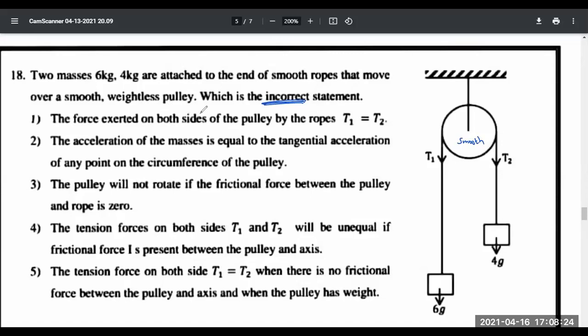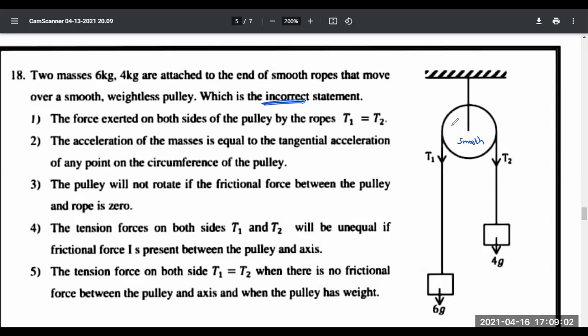The force exerted on both sides of the pulley by the ropes is equal to T1 and T2. Yeah, correct. Here the pulley will be pulled down by T1, here it will be T2. If T1 and T2 are equal, the moment created from either side is the same. Therefore, the pulley will not rotate. But if T1 and T2 are not equal, the pulley can rotate. For T1 and T2 to be different, there must be friction. Okay, so this is correct.